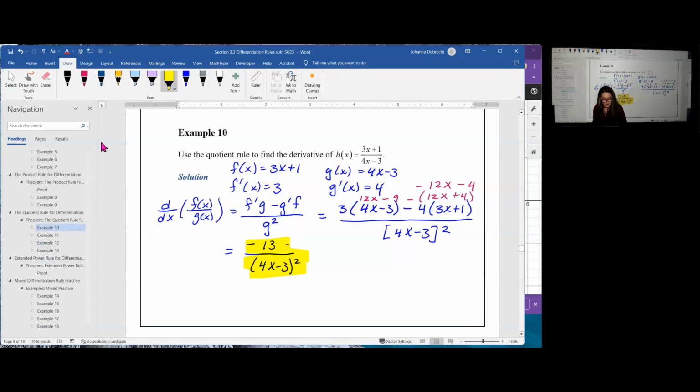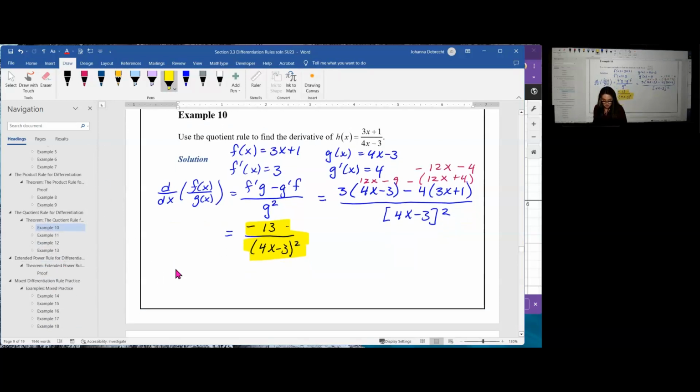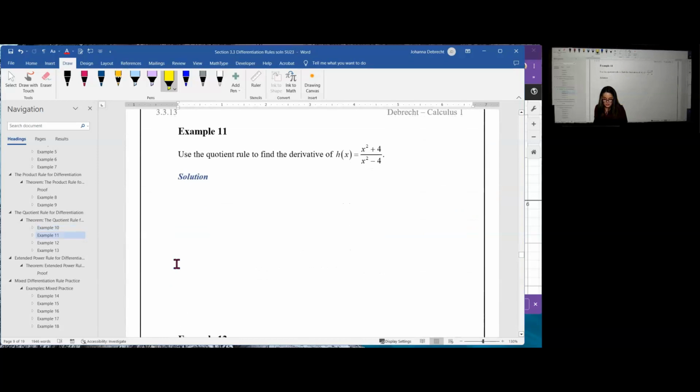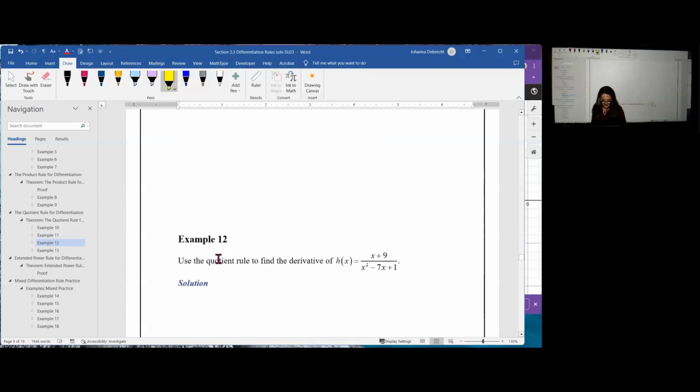Let's take a look now at the next 3 examples. We want to use the quotient rule to find the derivative of x squared plus 4 over x squared minus 4. You cannot cancel because these are not identical, and everything has to be buried in parentheses before you're allowed to cancel in a fraction. This would be a straightforward use of the quotient rule.